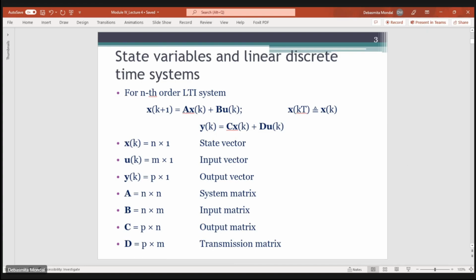And similarly, the output equation can be written like this. From these equations, you can simply say that x(k) is the state vector. Since the order of the system is n, the dimension of this vector will be n cross 1. Similarly, u(k) is the input. If you have m number of inputs, then u(k) will be the input vector, with dimension m cross 1. Similarly, if you have p number of output variables, then y(k) will be p cross 1. And this we have already defined earlier. A is known as the system matrix, B is known as the input matrix, C is the output matrix, and D is the transmission matrix.